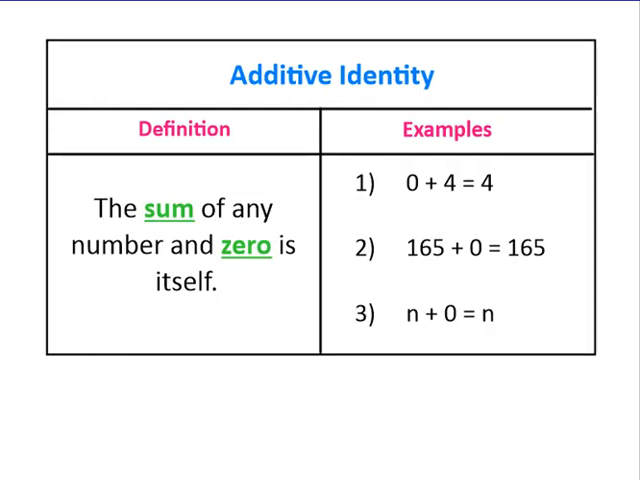All right? Then we have the additive identity. The additive identity is fairly simple. The additive identity is something that you've known since elementary school. And the additive identity says that the sum, which means the answer to an addition problem, the sum of any number and 0 is itself. So 0 plus 4 is 4, 165 plus 0 is 165, and then you can use it with variables too. N plus 0 is going to equal n, because anything plus 0 is itself.